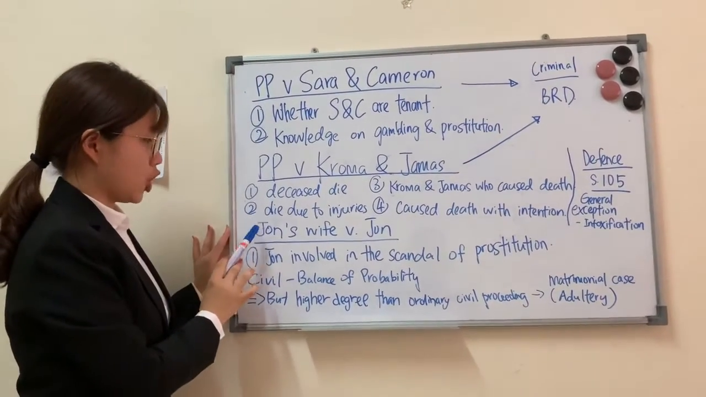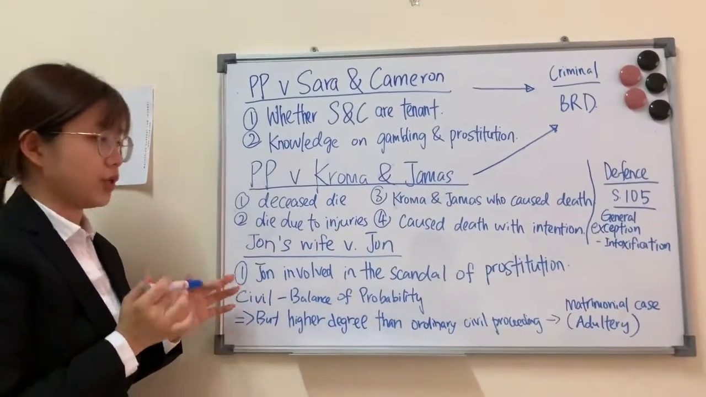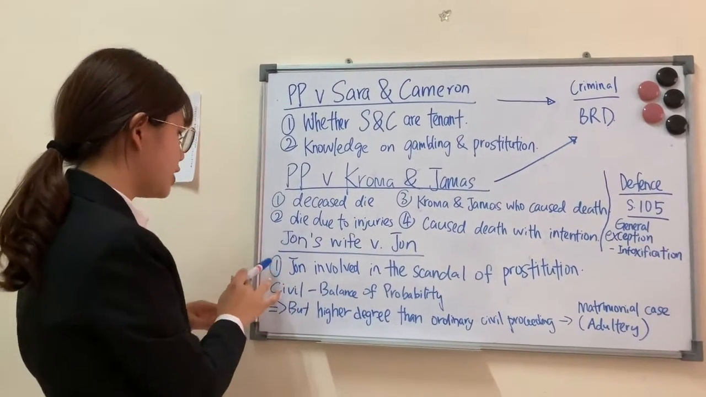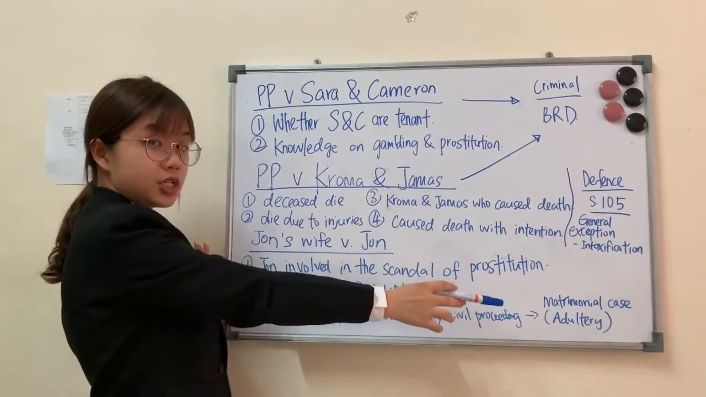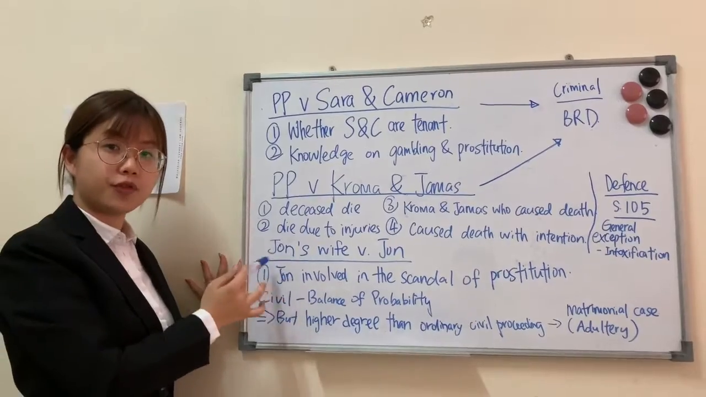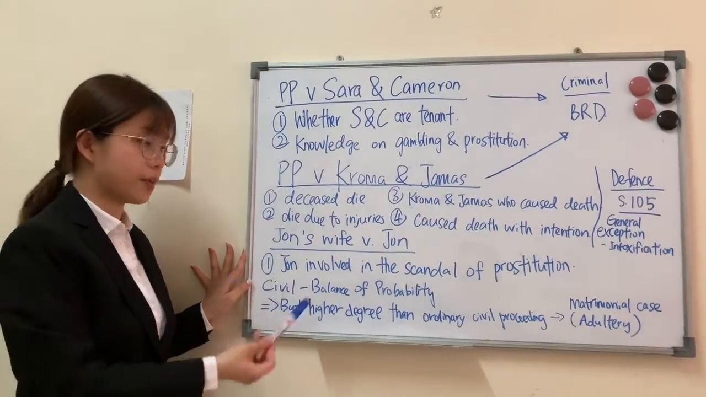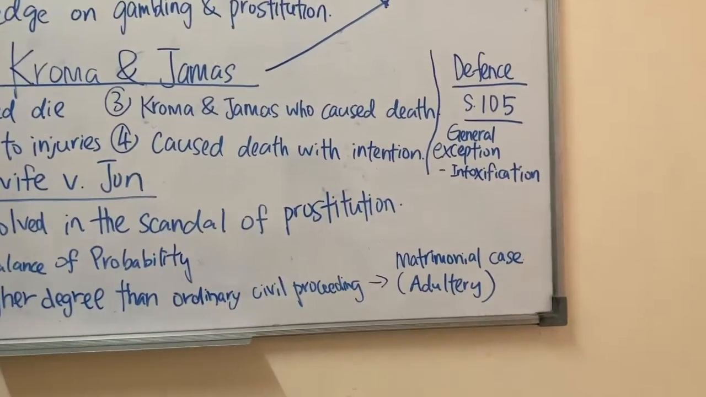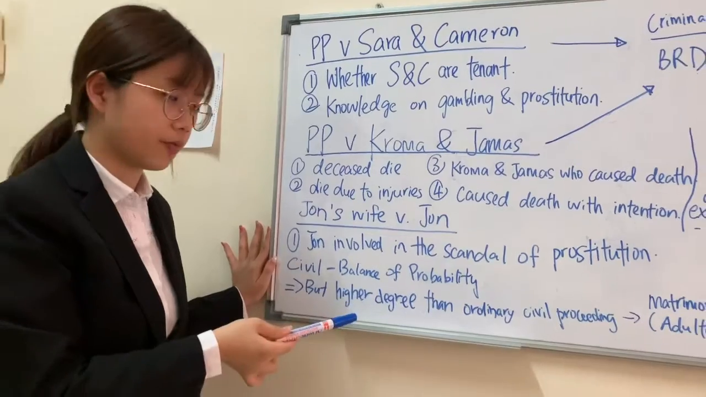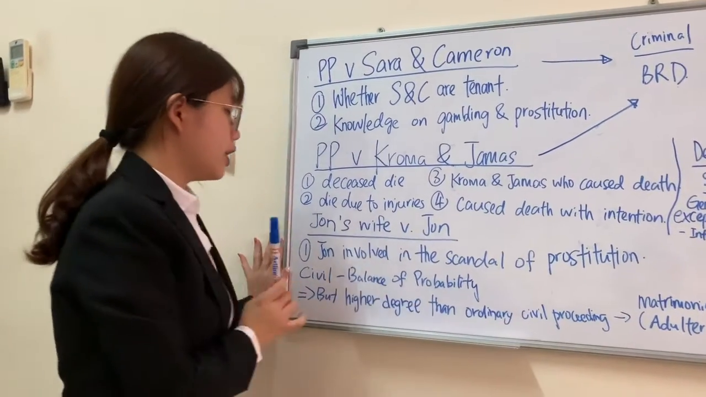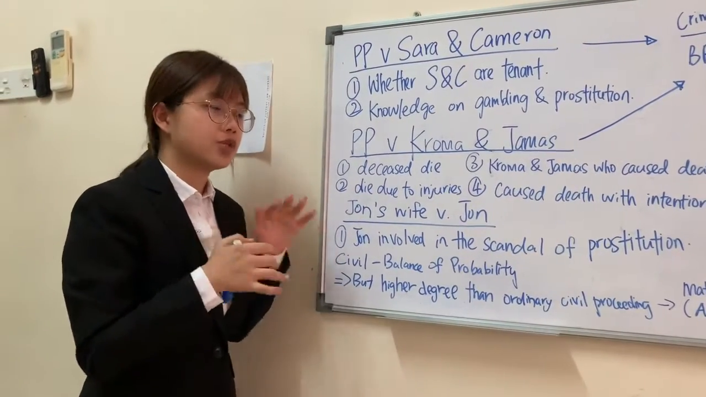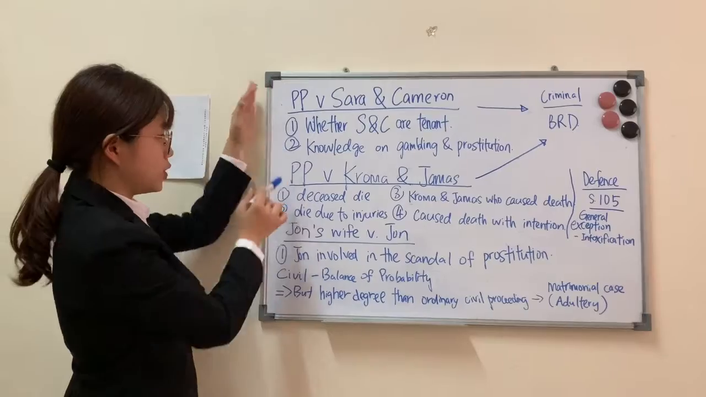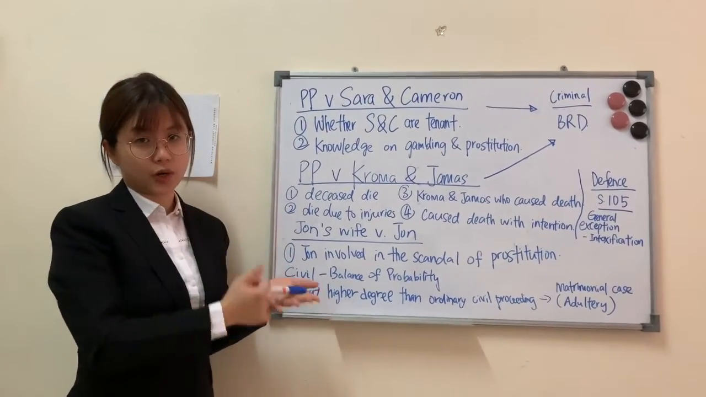And the last one is John's wife versus John. This is a matrimonial proceeding, which is also a civil proceeding. Therefore, the principle of balance of probability is used in this case. The fact in issue is whether John was involved in the scandal of prostitution. So the plaintiff, John's wife, has to prove this issue to establish this matrimonial civil proceeding. However, this is a matrimonial case involving adultery, so there is a higher degree of quantum of proof compared with the ordinary civil proceeding. Therefore, the standard of proof in this case is much higher compared to the ordinary civil proceeding. So this is basically the 1, 2, and 3 cases on the burden of proof and the quantum of proof.